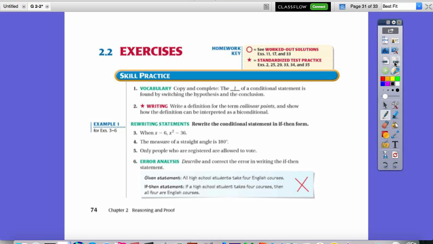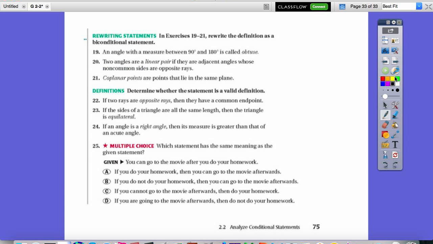And here are the pages which your homework comes from.